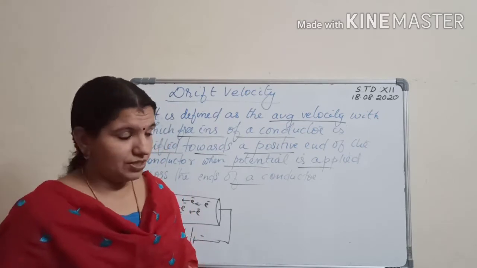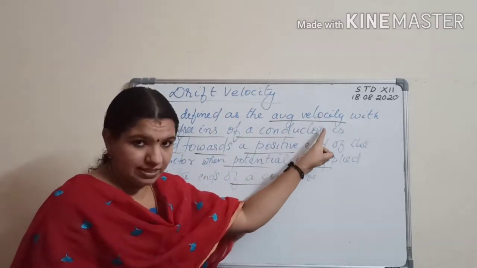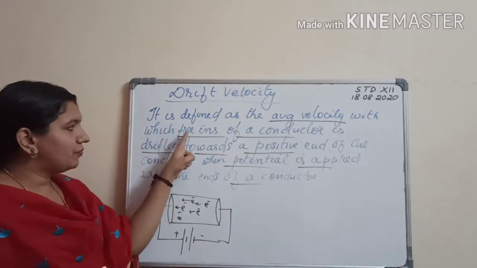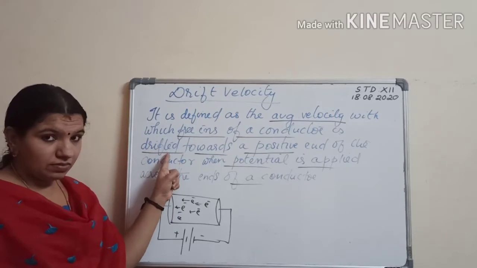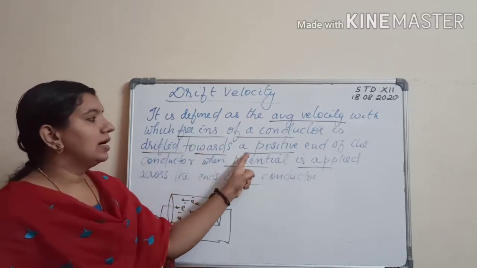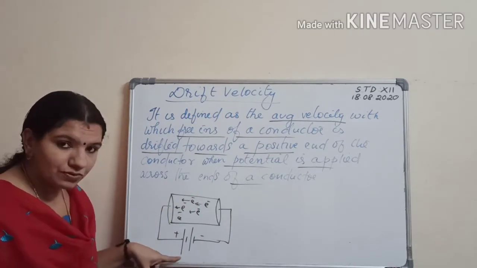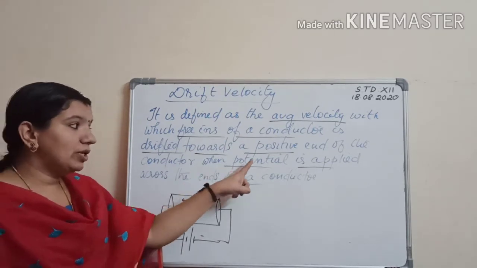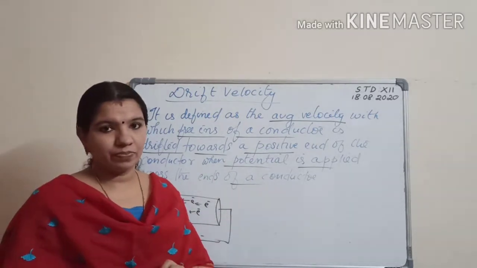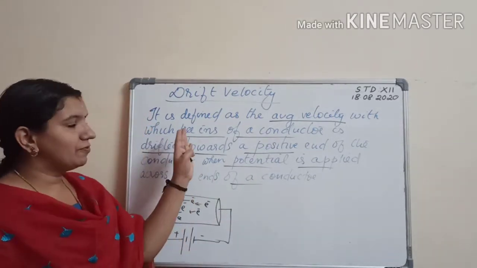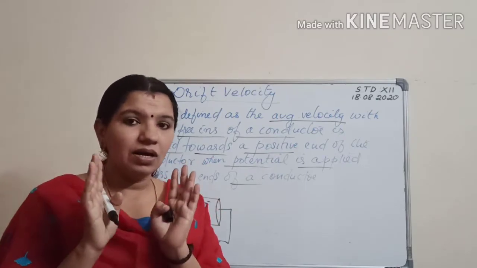Now listen to the definition. This is defined as the average velocity with which the free electrons of a conductor are drifted towards the positive end of the conductor when potential is applied across the ends of the conductor. Got it? So this drift velocity is actually the average velocity.